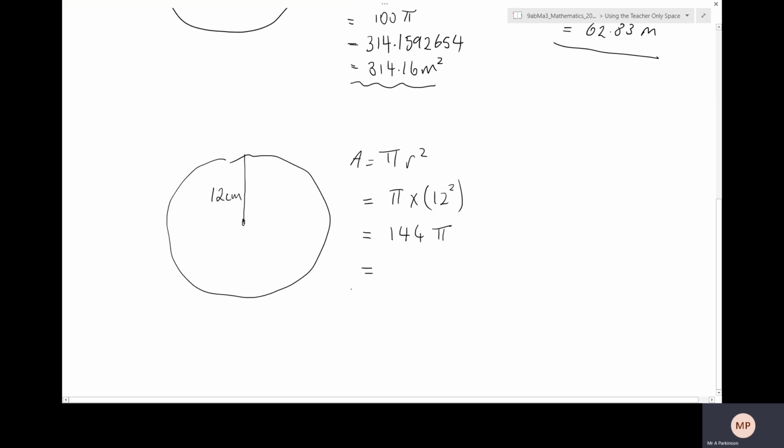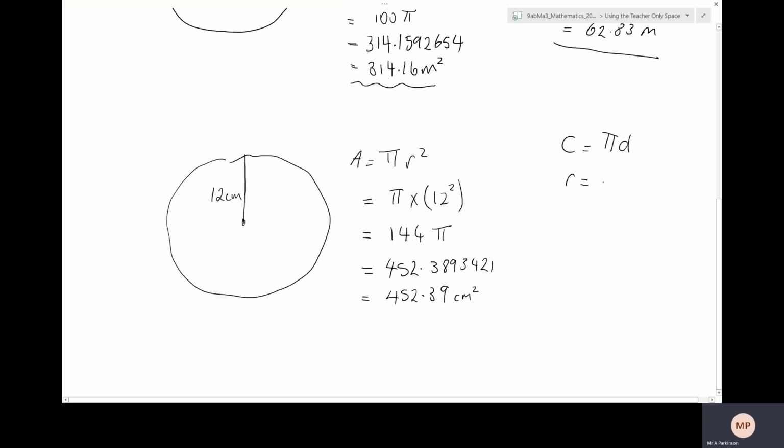Now if you type that in the calculator, it'll come out as 144 pi in terms of pi, but then press the SD button or learn how to change it depending which calculator you've got. That comes out as 452.389341, which is 452.39 centimeters squared.